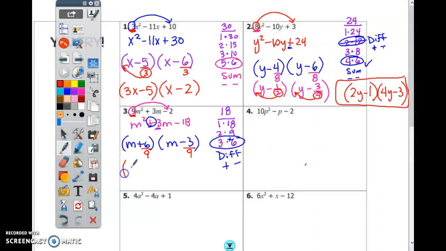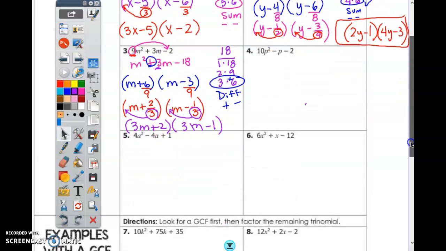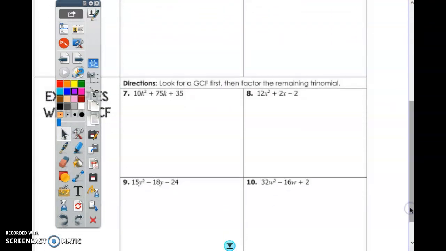So I have m plus, what did I say, 1 over 3? 2 over 3. And m minus 1 over 3. Move the bottom number, the denominator, to the front. And that gives you your factor. So it's 3m plus 2 and 3m minus 1. All right? And let's try one of the bottom ones because those have greatest common factors.